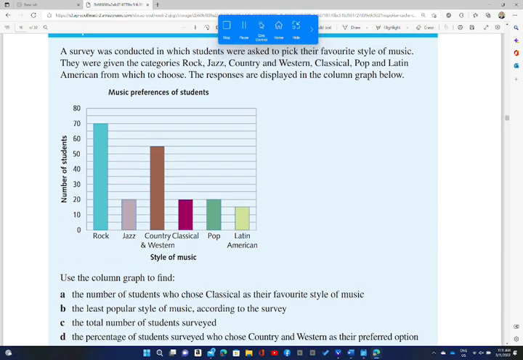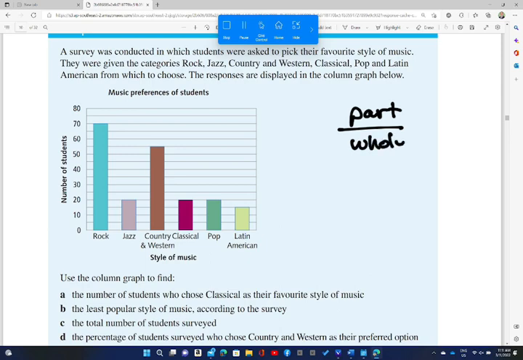The next question is, what is the percentage of students surveyed who chose country and Western as their preferred option? So remember that when we're doing a percentage, we need the part over the what, guys? The whole. And then we just multiply that by 100%, or simply move the decimal two places to the right and then add the percent symbol. So country and Western, that's this one. There were 55 of those out of how many total students? 200, right? Then you would just divide that out and turn it into a decimal.